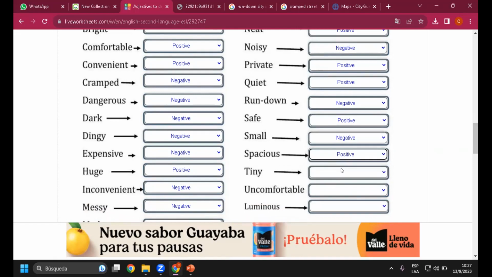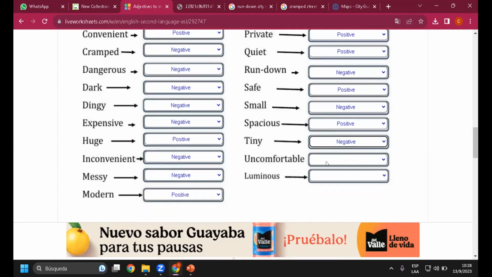Tiny. What is the meaning of tiny? It's like small, but more than small. It's very, very, very small. That is the meaning of tiny. So is that something positive or negative? Negative, totally. Uncomfortable. Negative. Yes. Luminous. Positive. That is something positive.